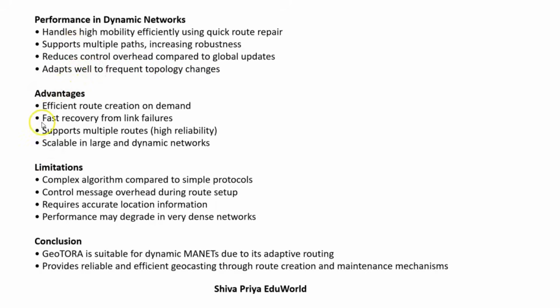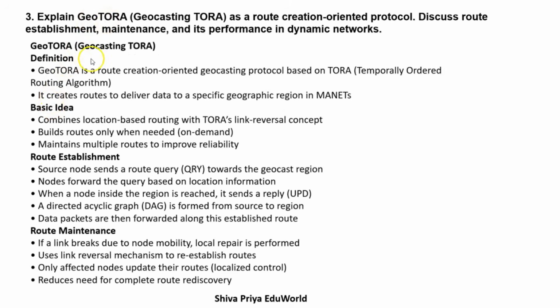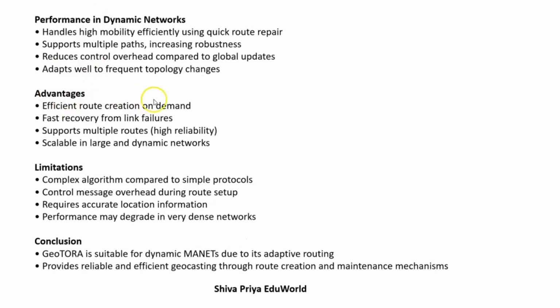The special advantages of GeoTORA are efficient route creation on demand. It will create the route only on demand, efficiently. Fast recovery from link failure: if there is any failure in that particular link, it will recover from that failure immediately. It supports multiple routes. As I already told you, it supports multiple paths, increasing the robustness, and is scalable in large and dynamic networks as well. Clear?